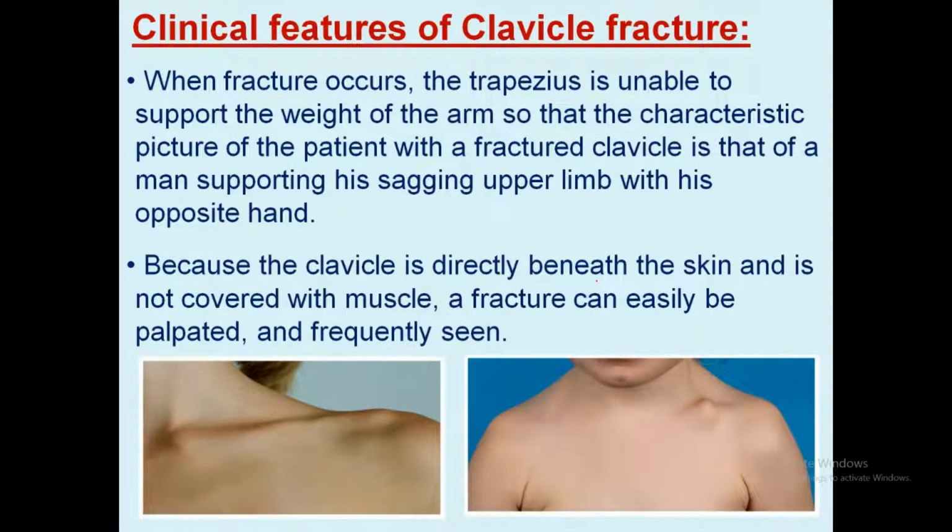Next are the clinical features of clavicle fracture. When the fracture occurs, the trapezius muscle is unable to support the weight of the arm. That is, people with a fractured clavicle support their sagging limb with the other limb. After the fracture, the trapezius muscle is unable to support the weight of the whole arm, so the patient supports his sagging limb with the opposite hand.